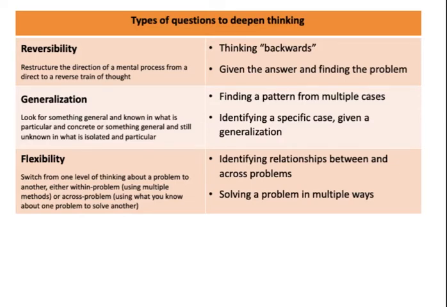And the last category is flexibility. Switch from one level of thinking about a problem to another, either within problem, using multiple methods, or across problem, using what you know about one problem to solve another. So identifying relationships between and across problems and solving a problem in multiple ways. Let's take a look at an example for each of these categories.